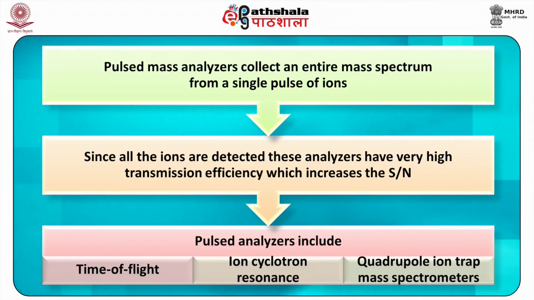Pulsed mass analyzers collect an entire mass spectrum from a single pulse of ions. Since all the ions are detected, these analyzers have very high transmission efficiency, which increases the S/N, that is, signal to noise ratio. Pulsed analyzers include time of flight, ion cyclotron resonance and quadrupole ion trap mass spectrometers.